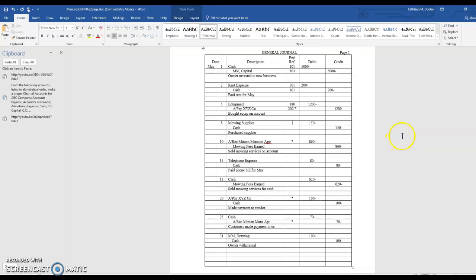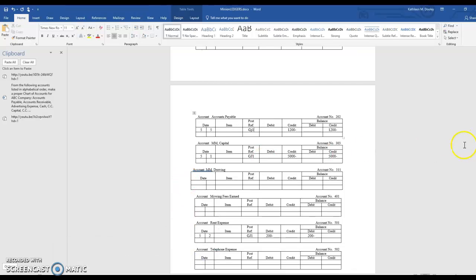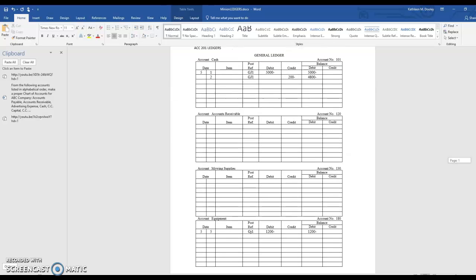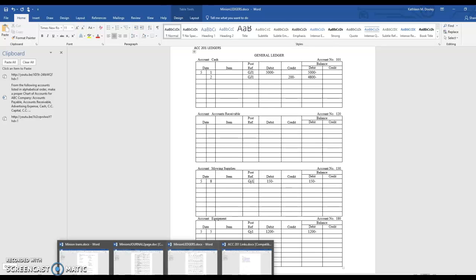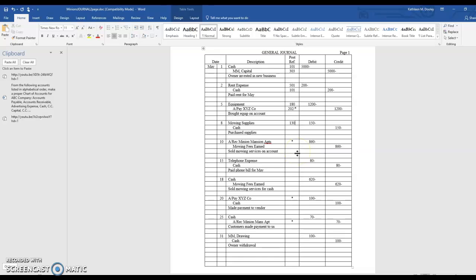Okay, mowing supplies is $150 debit on the 8th. So that gives us a running total balance, also $150. Came from GJ page 1. That's account 130. Okay, now we have cash credit of $150 on the 8th.